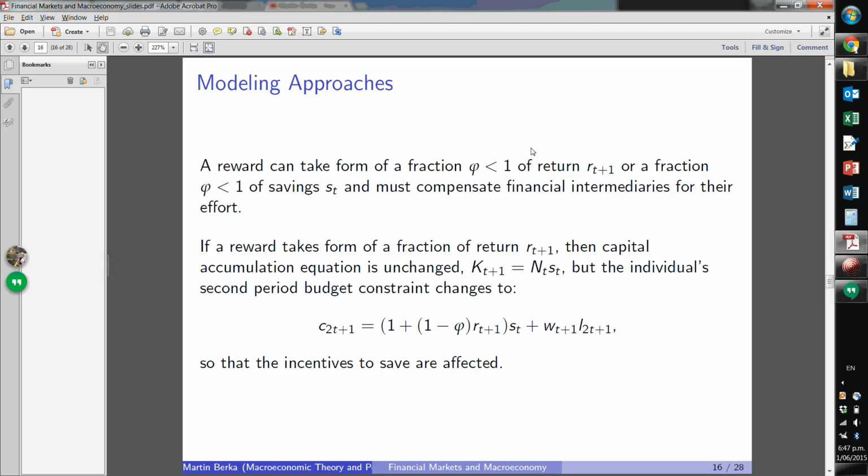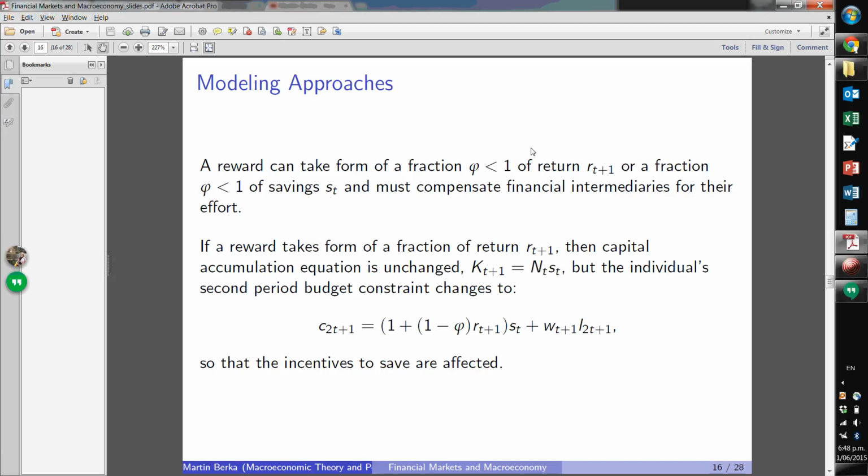So the reward to the bank can be in the form of a fraction of the gross return on the savings. Right? That's the reward which funds, and here is denoted as phi less than 1. It's a reward which funds the screening and monitoring, which allows financial intermediaries to operate and to allocate these funds to the right kinds of firms. Right. So how do we take into account the fact that there is this additional cost?